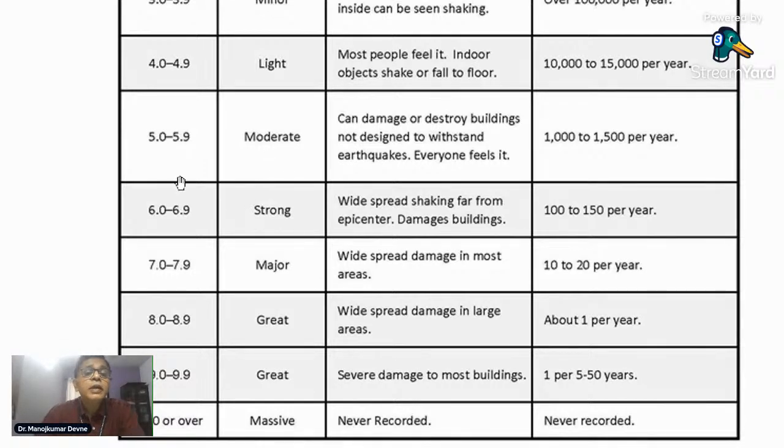5 to 5.9 are actually listed to be moderate, can damage or destroy buildings not designed to withstand earthquakes. Everyone feels it, but if a building is not constructed on the basis of sustaining earthquakes, then the building could be damaged. 5 to 5.9, and you have around 1,000 to 1,500 earthquakes of this magnitude every year.